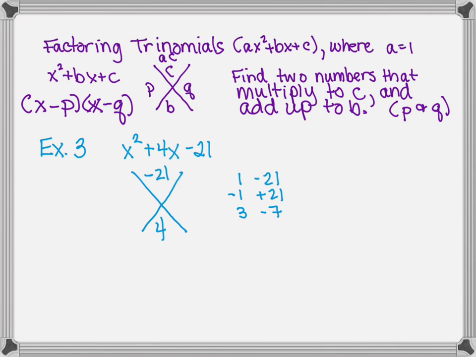3 times negative 7, but those are close, but that would add up to negative 4. We want positive 4. And then negative 3 times positive 7. Those do add up to positive 4, so I can fill those in. That's a positive 7. Sorry, it almost looks like 77. So now that factors to x minus 3 times x plus 7.